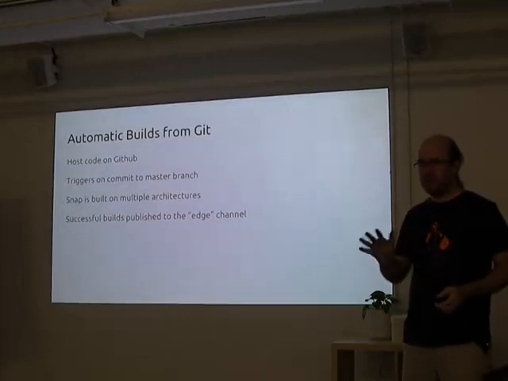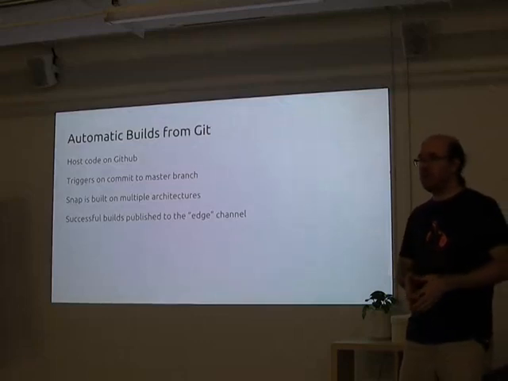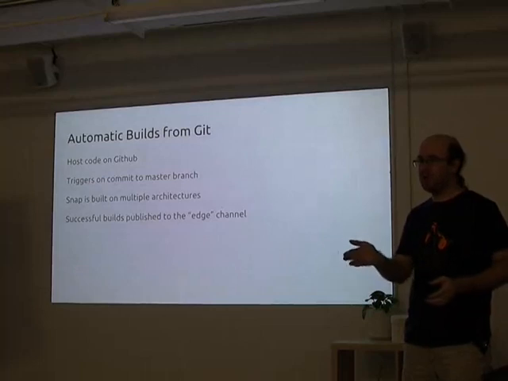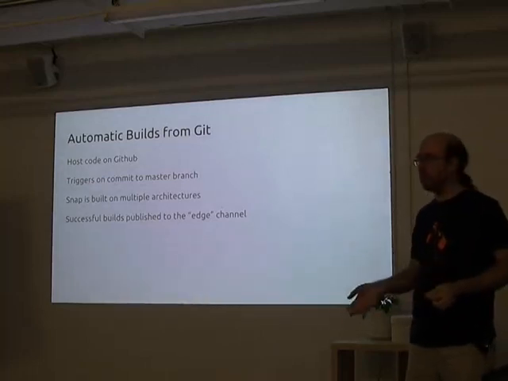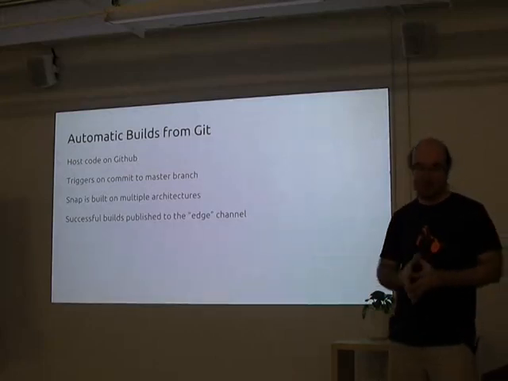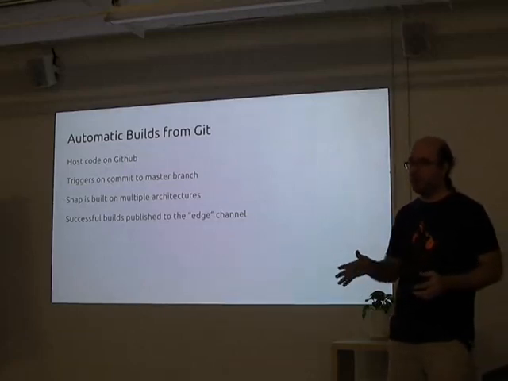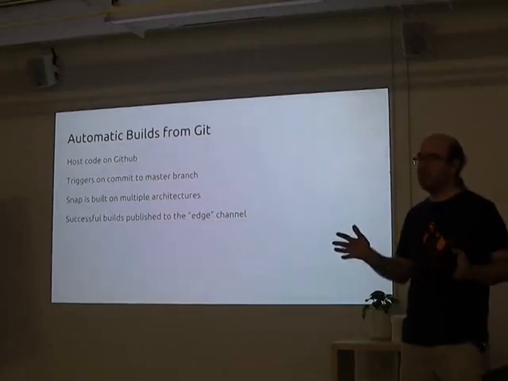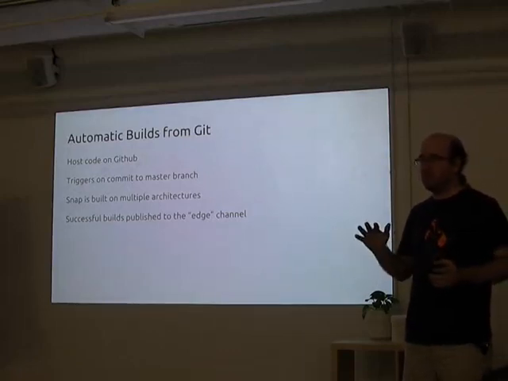So if you host your code on GitHub, you can use the system. It'll be set up so that every time you push something to master, the master branch on your repository, it'll trigger a build. The build will simultaneously happen on multiple architectures, and the package will be put into something called the edge channel.